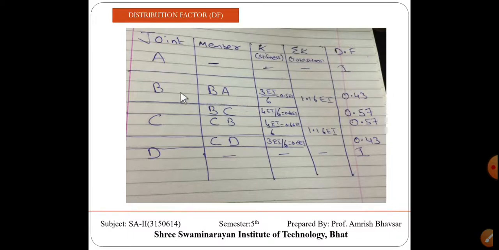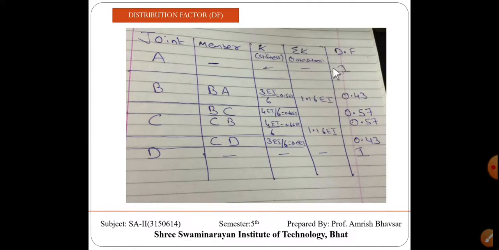Now B and C is the common joint. So at B it is BA and again it will be B to C. The far end is simple, then it is 3 EI upon L as we discussed, and B to C is continuous. Continuous is taken as fixed by us, so it is 4 EI upon L. We have all the values and we can get the stiffness. Now what we have to do? We have to sum these two stiffnesses, it is 1.16 EI.